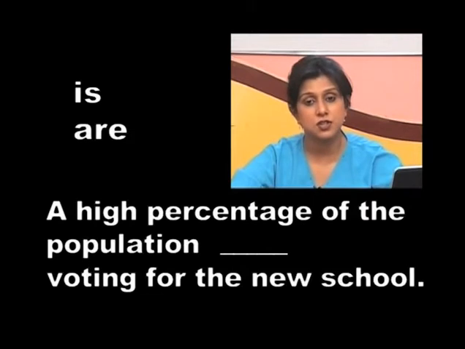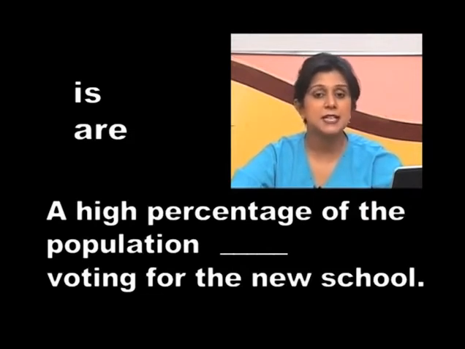Let's look at the next sentence. A high percentage of the population dash voting for the new school. Is it is or are? A high percentage of the population voting for the new school is or are?